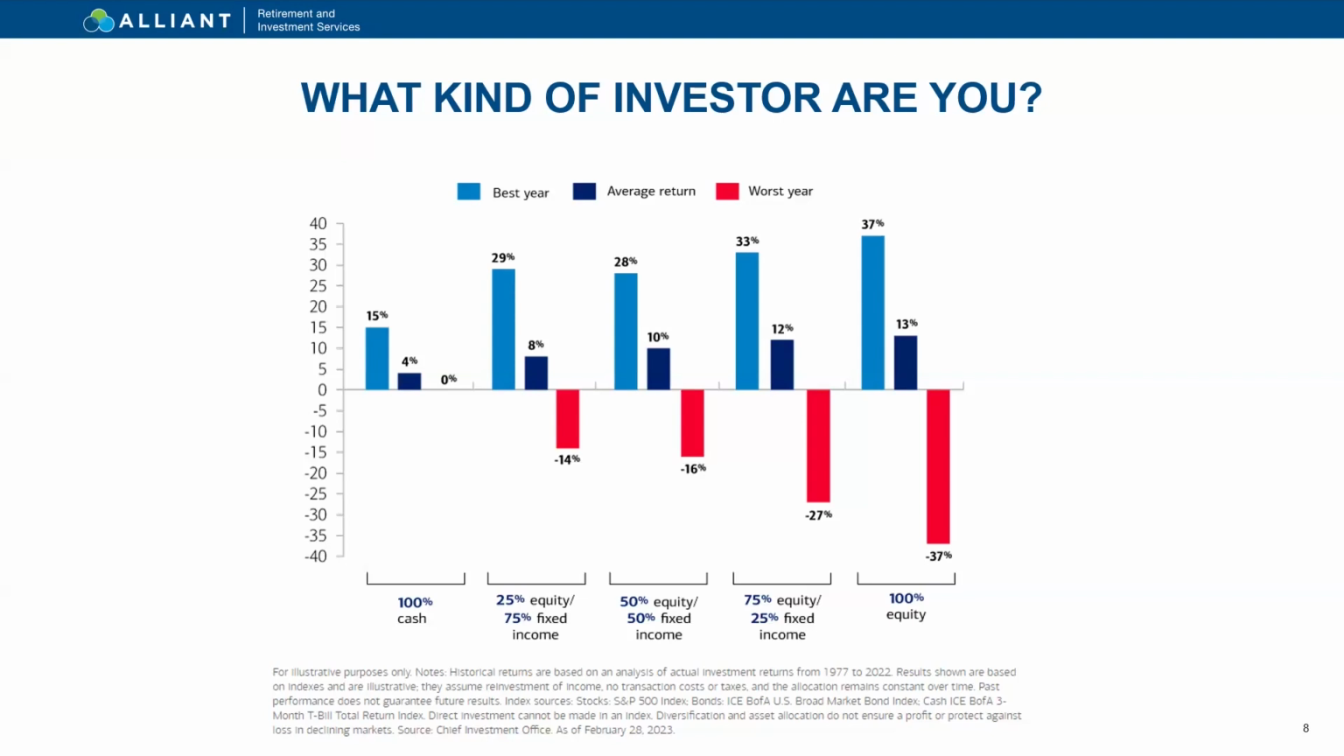So if you just look at the averages, you can see that the average on the conservative portfolio is 4%. And then we go to 8, and then 10, and 12, and 13. So it gives you a good idea of, on average, what each asset mix portfolio would return. And then there are certainly some outliers: the best years in lighter blue, and then the worst years in red.